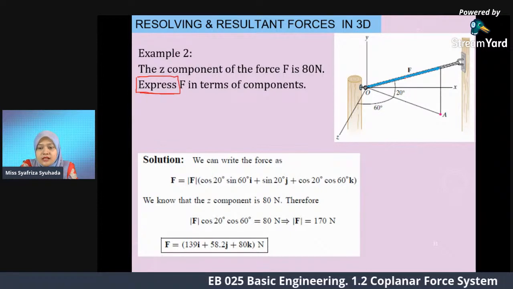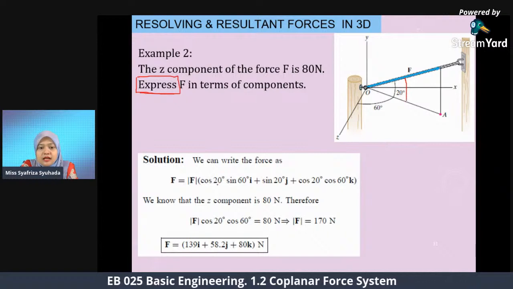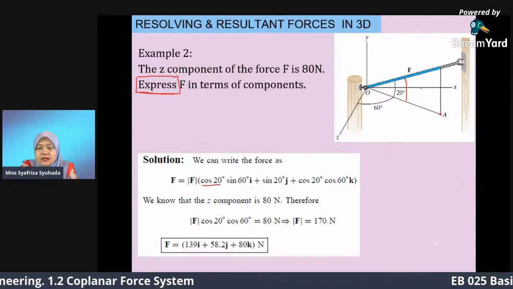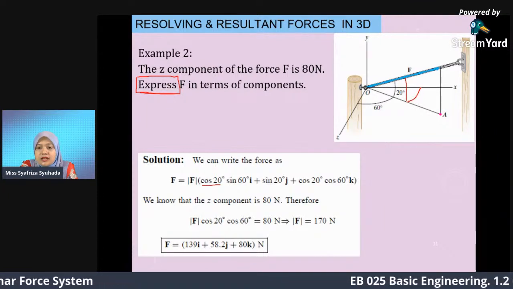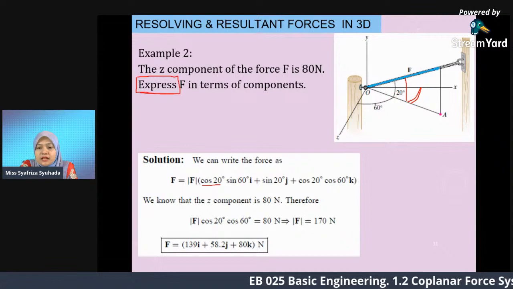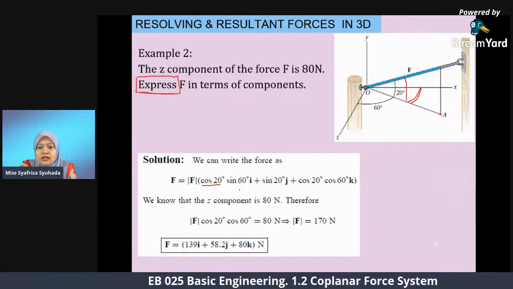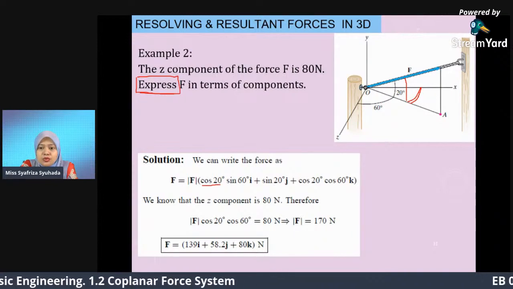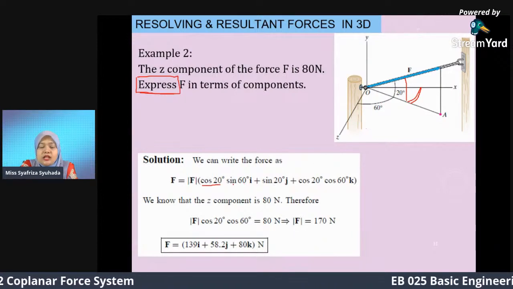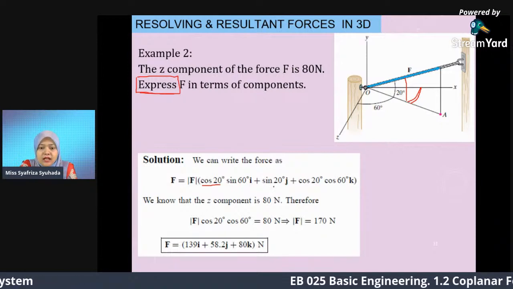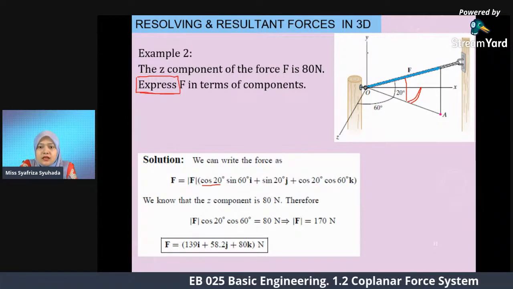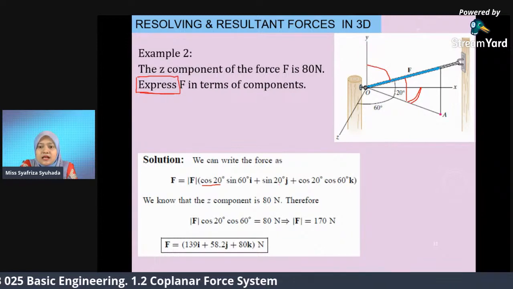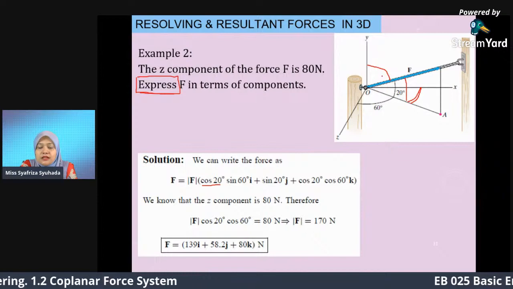F ni berada di sini. Disebabkan sudut diberi, kita ambil cos 60 darjah. Kita nak ke paksi X, di sini paksi X. Tetapi sudut sini kita tak tahu, sudut diberi bertentangan 60 darjah, sebab tu dia menggunakan sin 60 darjah. Kalau sudut ni kita tahu 30 darjah, kita pakai cos 30 darjah pun betul. I plus, dengan nak tahu paksi Y, ini paksi Y.